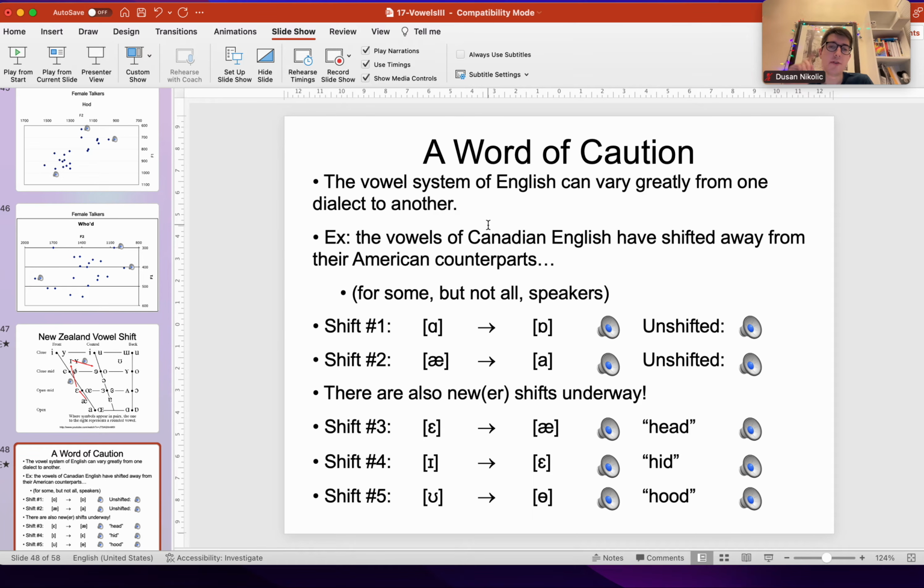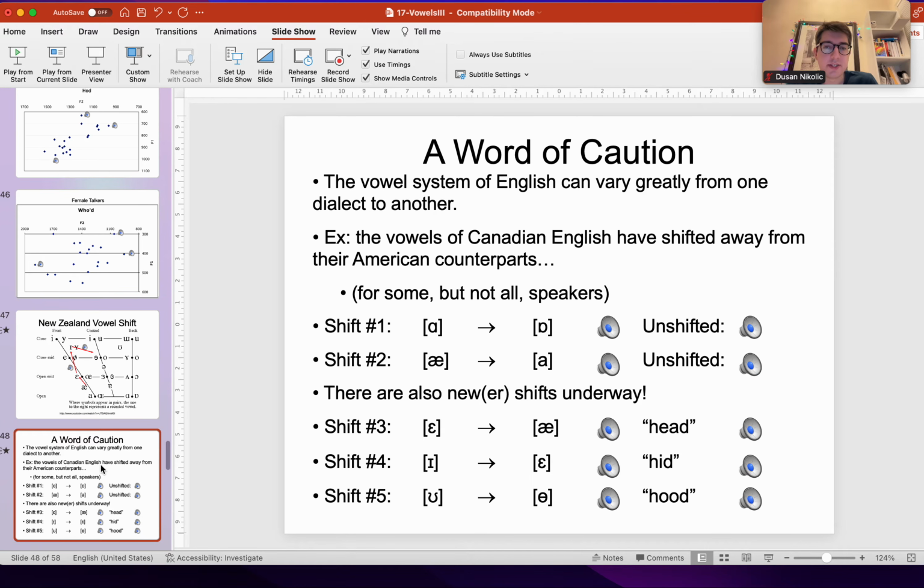Okay, a word of caution though. The vowel system of English can vary greatly from one dialect to another. For example, the vowels of Canadian English have shifted away from their American counterparts. So what happens here is that we have shifted.